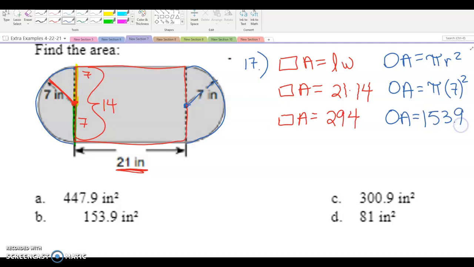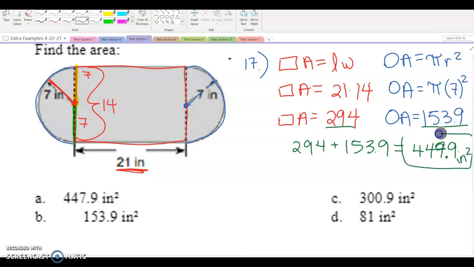And now, what do we got to do with these two numbers? Add them together. So we do 294 plus our 153.9. And that'll give us what? 447.9. You all said it right. We're on 447.9. And that will be inches squared. There we go. And that is answer choice B.